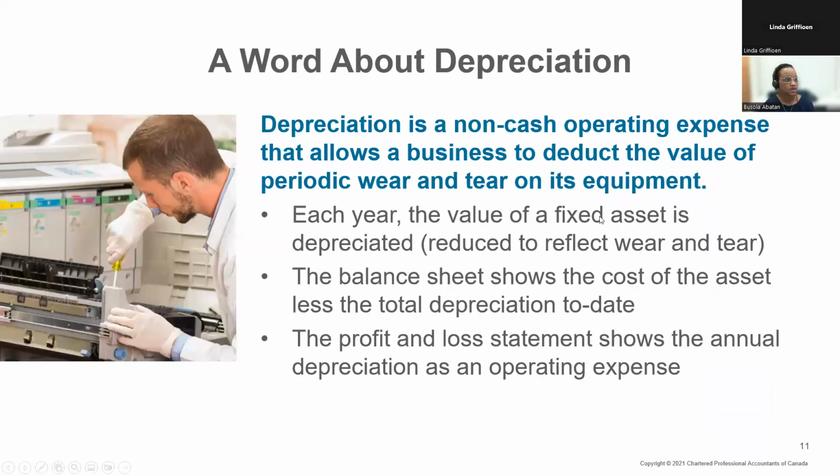Now, someone had asked about depreciation. I'm just going to look back at what the question says. So someone had asked if we could give an example of what depreciation is. So depreciation is a non-cash operating expense that allows a business to provide for the wear and tear of its equipment. So in the example of the oven, for instance, let's say we buy the oven for $10,000 and we know that we're going to use it for 5 years. Because we're going to use it for 5 years, we're not just going to put all the cost of that oven in our P&L or income statements.